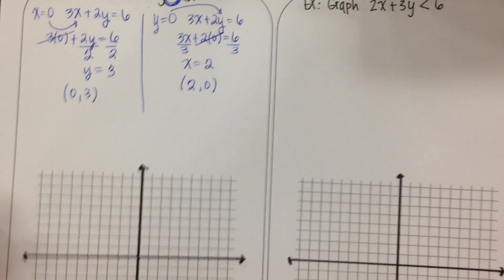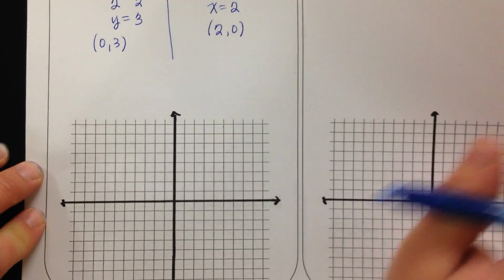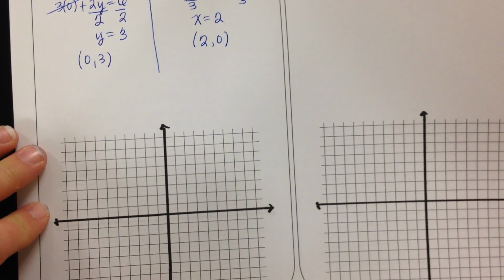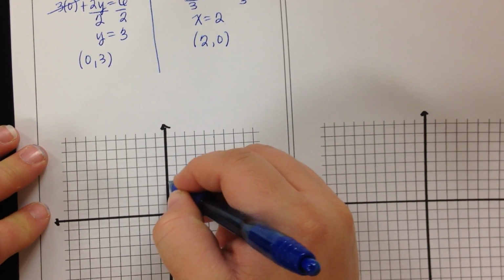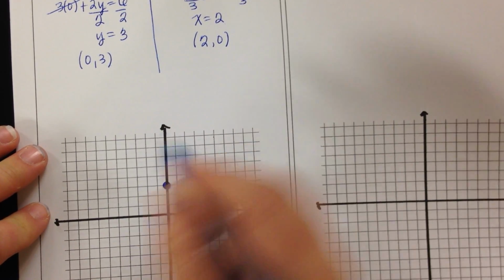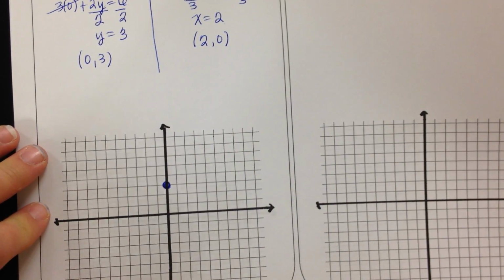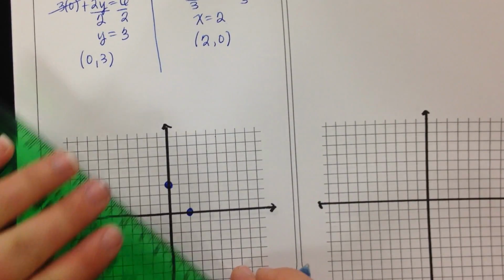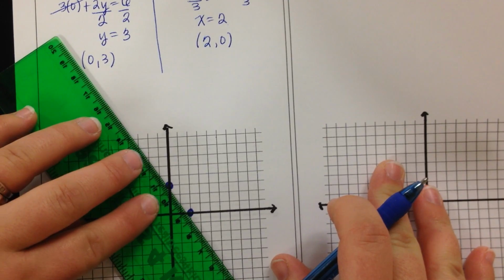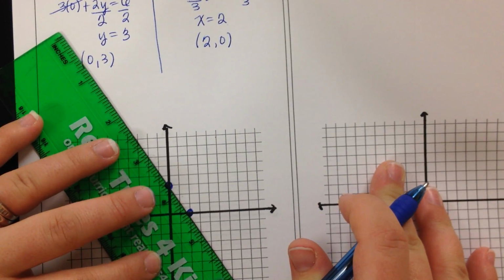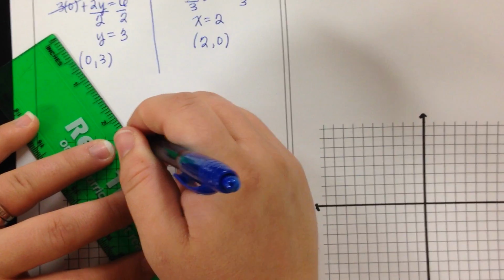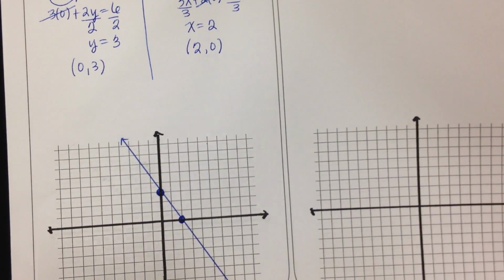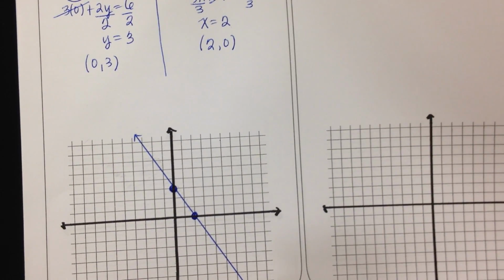So let's plot these points. We got 0, 3, and 2, 0. So my y-intercept, I'm going to go up to 3. That's 0, 3. And then 2, 0 would be right here. And since we know this is a solid line, we can take our straight edge. Connect. And then the last thing that we need to do for step 4 is pick a test point.